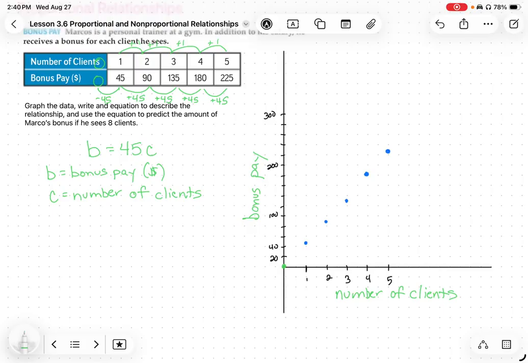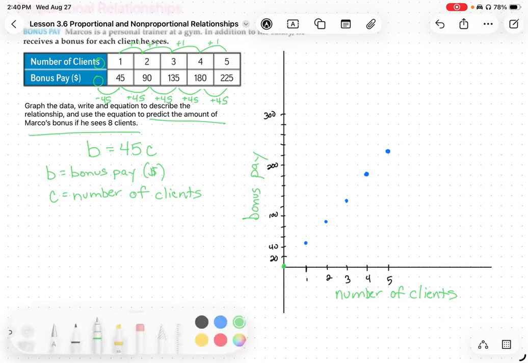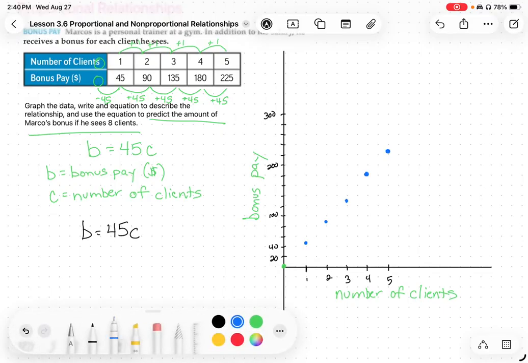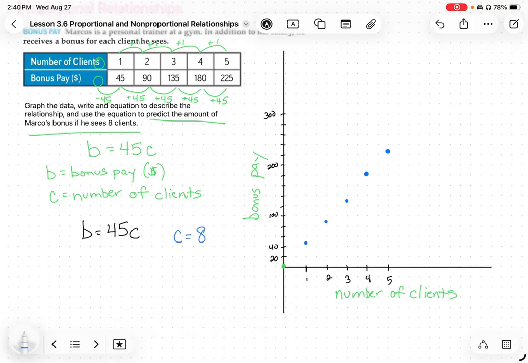Okay, so here's our equation. B equals 45C. If you use Y and X, it's fine. So now we're going to do the last part, predict the amount of his bonus if he sees 8 clients. So that means take our equation, B equals 45C, and tell me what happens if the number of clients is 8. Well, that seems easy enough. B equals 45 times 8.